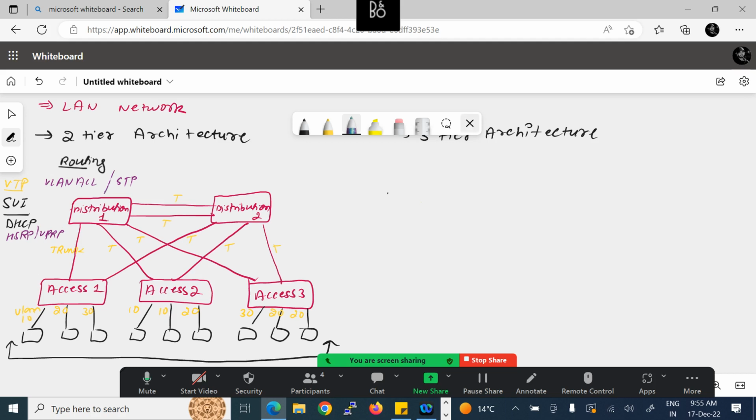And again, may I ask you how you will make the configuration? Again, you'll say that we'll access distribution 1, then we'll make the configuration. We'll access distribution 2, then we will make the configuration, then we'll access A1, A2, A3. This is how we will access each and every switch separately and execute the commands. This is known as the traditional approach.